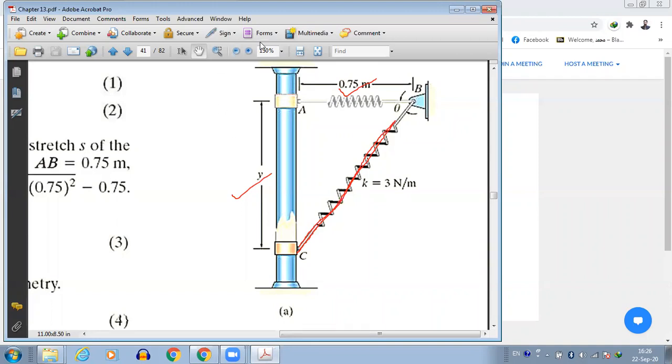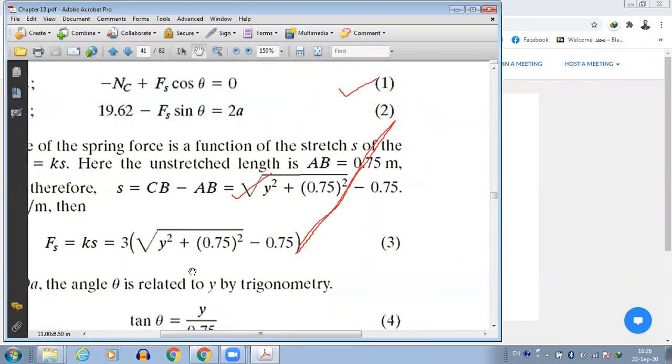Okay, so move here, see the solution, we find s. So s is the square root of y squared plus 0.75 squared, minus 0.75, because s is the stretch, not the total length. So we can put the value of y directly, and because we know k and s, we will find Fs. If we know Fs, we just substitute Fs here.